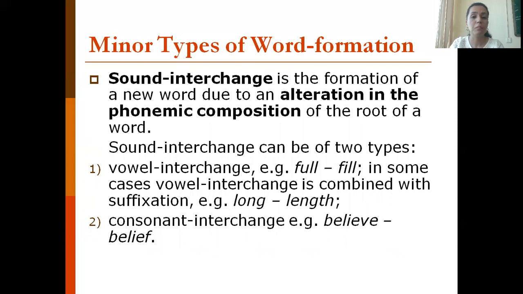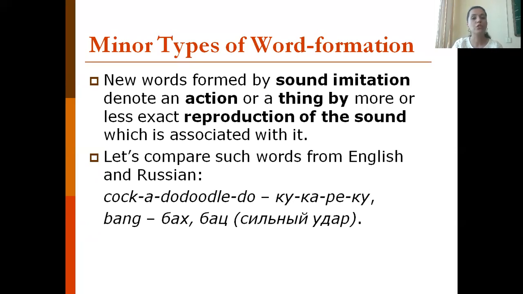Sound interchange is the formation of a new word due to an alteration in the phonemic composition of the root of a word. Sound interchange can be of two types: vowel interchange, full, fill. In some cases, the vowel interchange is combined with suffixation: long, length. Consonant interchange: belief, believe. New words formed by sound imitation denote an action or a thing by more or less exact reproduction of the sound which is associated with it.